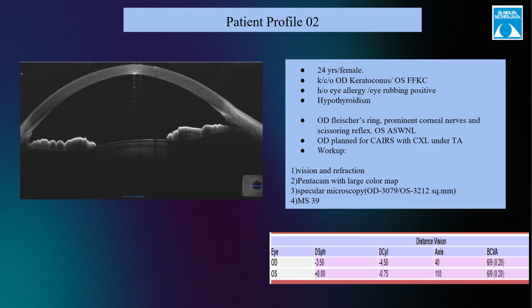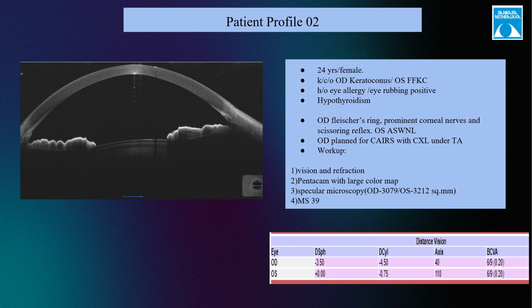She was a 24-year-old female who was a known case of right eye keratoconus, left eye FFKC. She had a history of eye allergy and eye rubbing, and she also had hypothyroidism. On examination, we noticed that in the right eye there was a pressure ring, prominent corneal nerve, and scissoring reflex was positive. The left eye appeared to be normal. The right eye was planned for CAIRS with CXL under TA.